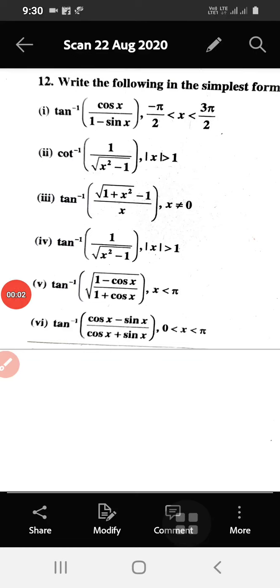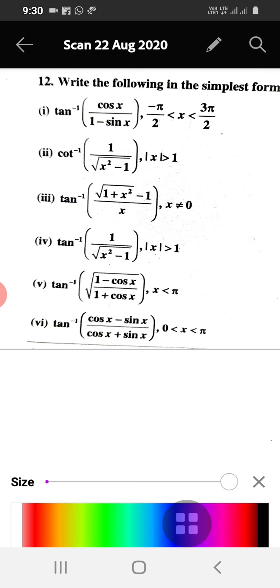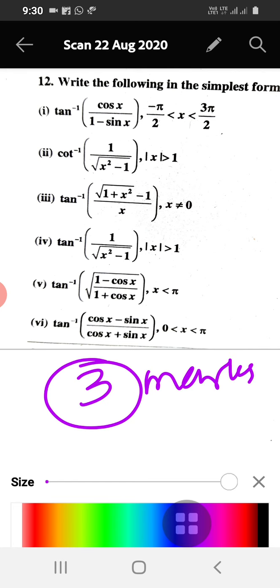Welcome back again. In this class, let us discuss writing the given expressions in simplest form. The question says, write the following in the simplest form. I have considered 6 examples here, and all these 6 examples carry 3 marks in part C.